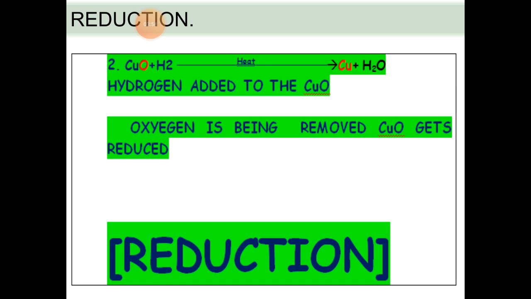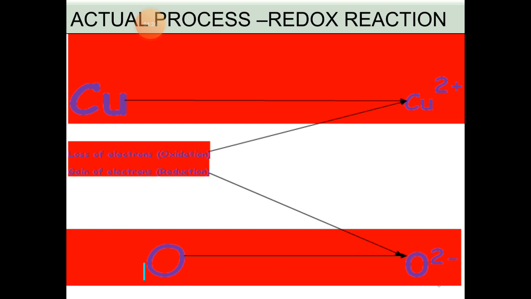In another case, we add hydrogen to the copper oxide. Same reaction. When hydrogen is being added, oxygen is being removed simultaneously from the copper oxide. When oxygen is being removed, copper oxide gets reduced. This reaction is known as a reduction reaction. So in a single reaction, both oxidation and reduction occur simultaneously. We call it a redox reaction. Let's observe.